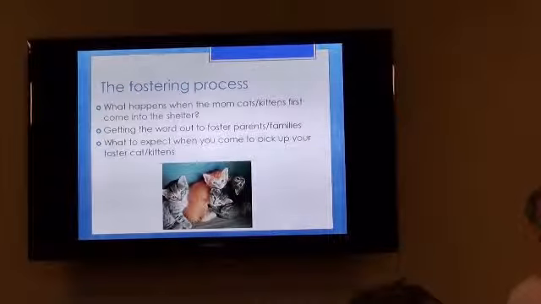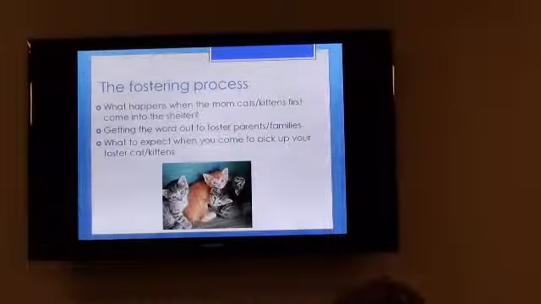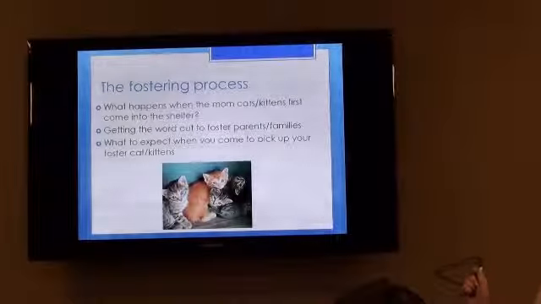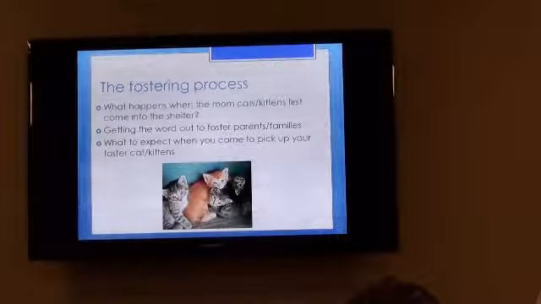But generally, the ones that come in are pretty healthy and they're just too young, or for whatever reason they need to go into foster. So the shelter staff call me, and they give me all the information on the cat. Then usually 90% of the time, I send an email out to everybody who is on the foster parent list. And I get your emails off of the application that you fill out.